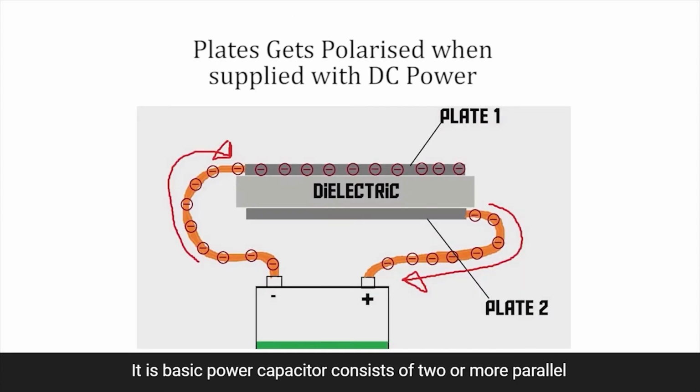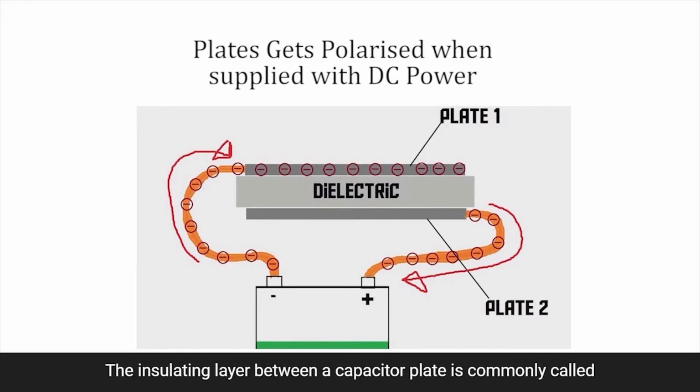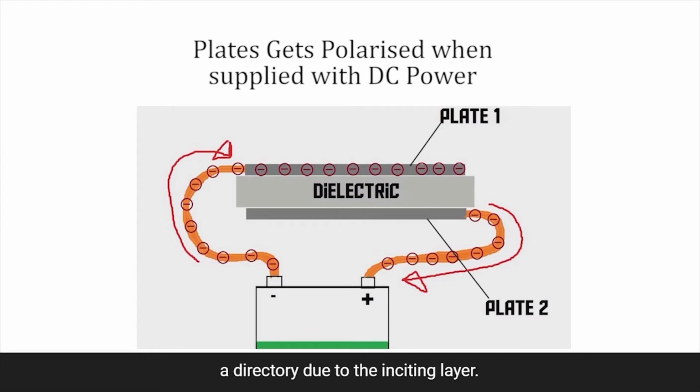In its basic form, a capacitor consists of two or more parallel conductive metal plates which are not connected or touching each other but are electrically separated either by air or by some form of good insulating material such as wax paper, mica, ceramic, plastic, or some form of liquid gel as used in electrolytic capacitors. The insulating layer between the capacitor plates is commonly called the dielectric.